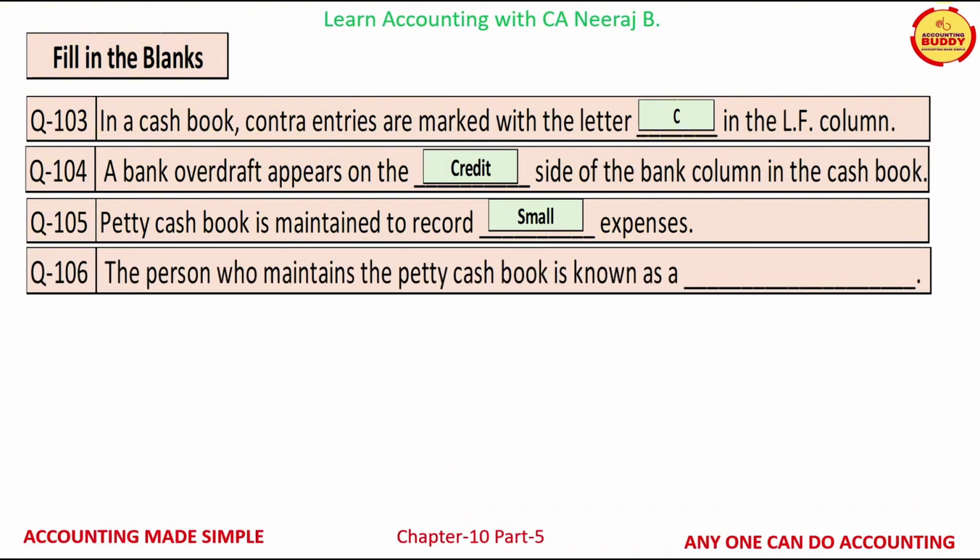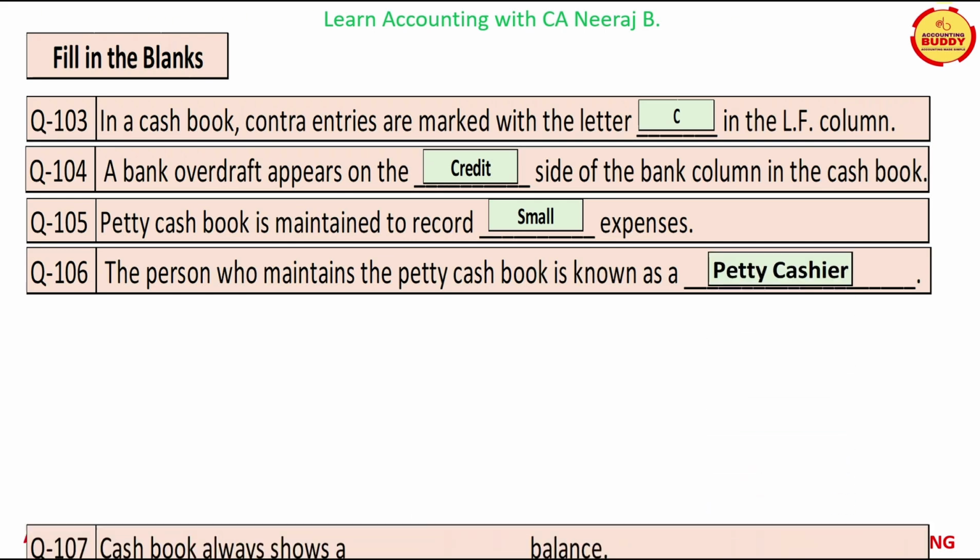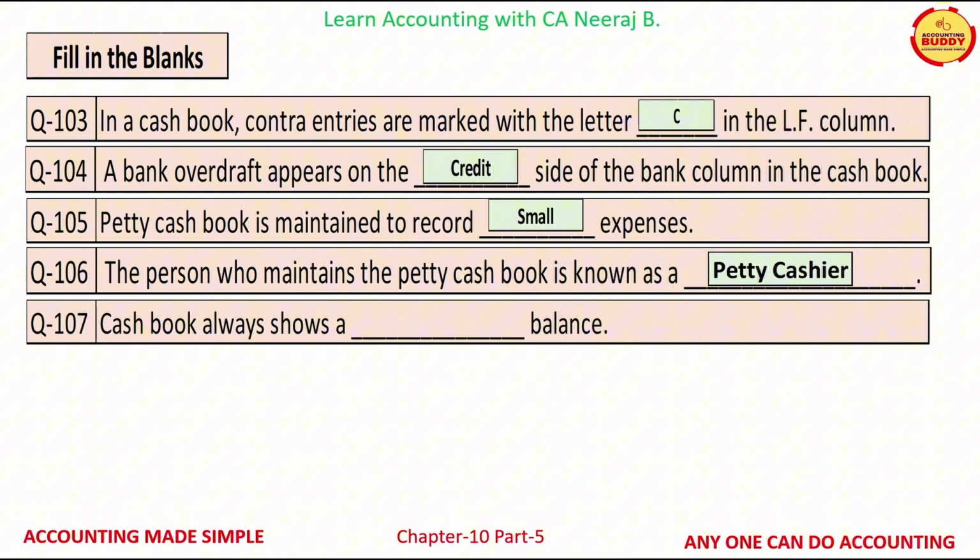Question number 106. The person who maintains the petty cash book is known as a dash. Is known as a petty cashier. Question 107. Cash book always shows a dash balance and the correct word is debit balance.